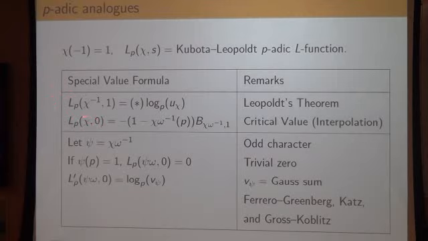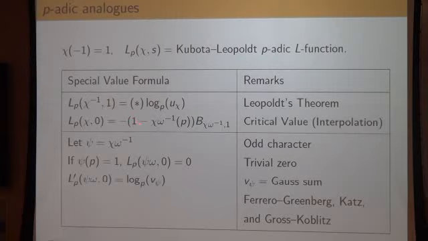for an even character at 1, that was Leopoldt's theorem. I didn't want to bog down the slide with the precise constant, so I just put a star. But it's essentially given by the p-adic logarithm of the same thing whose classical logarithm gives you the classical L function. And then if you look at the value at 0, as I explained, that's just something you can write down by the interpolation property. It's just some Euler factor times the classical L value.